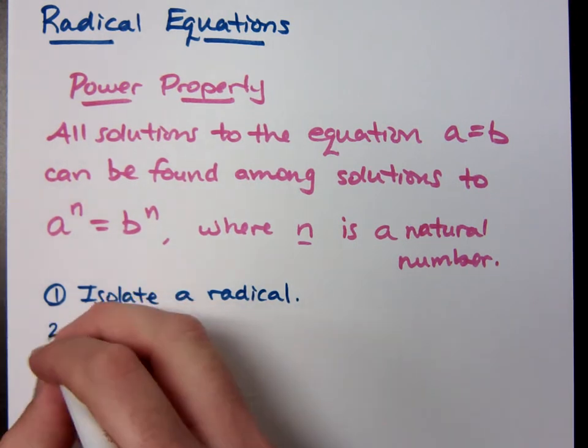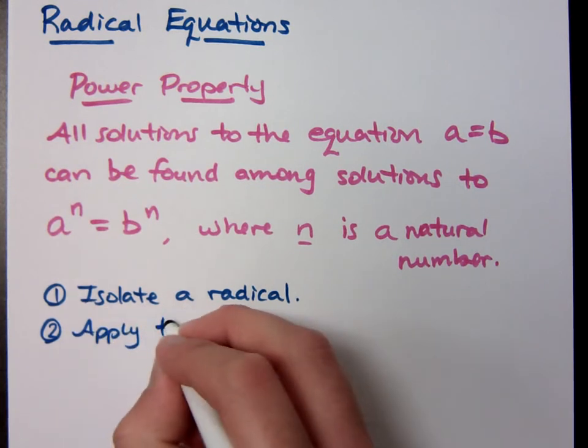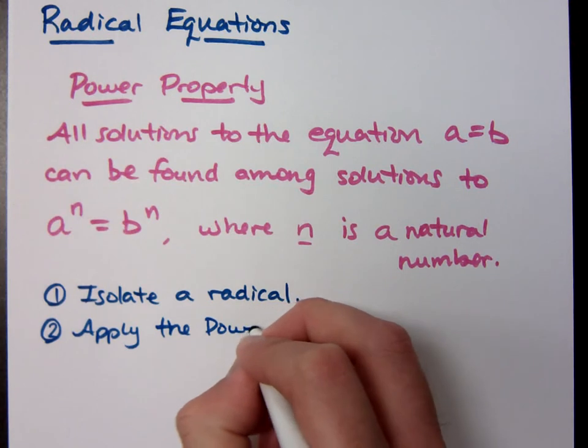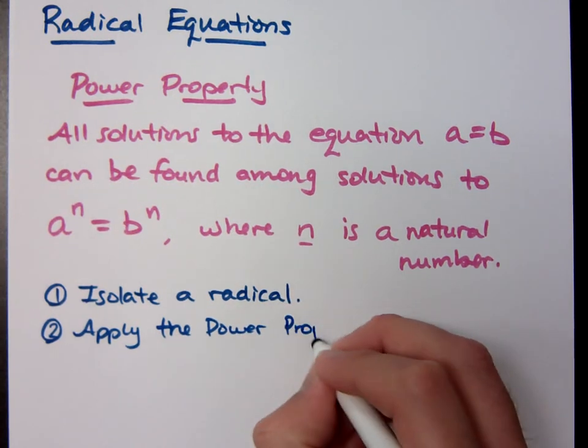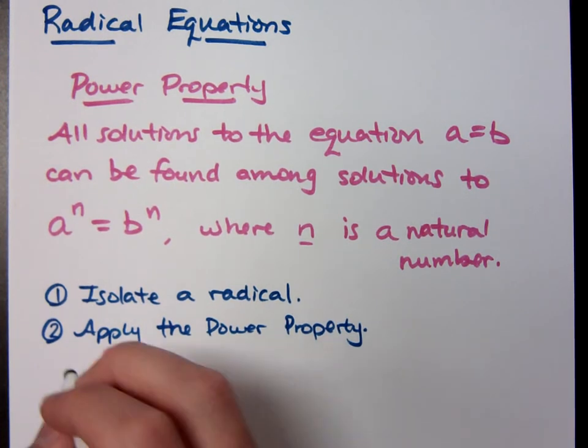Because when you do that, you're going to apply the power property. That means you're going to raise both sides of the equation to an appropriate power that's going to cancel out with your radical. Like we said before, if you have a cube root, what power will you use? The third power. If it's a square root, you'll use what? The second power. Okay. So isolate a radical, apply the power property.